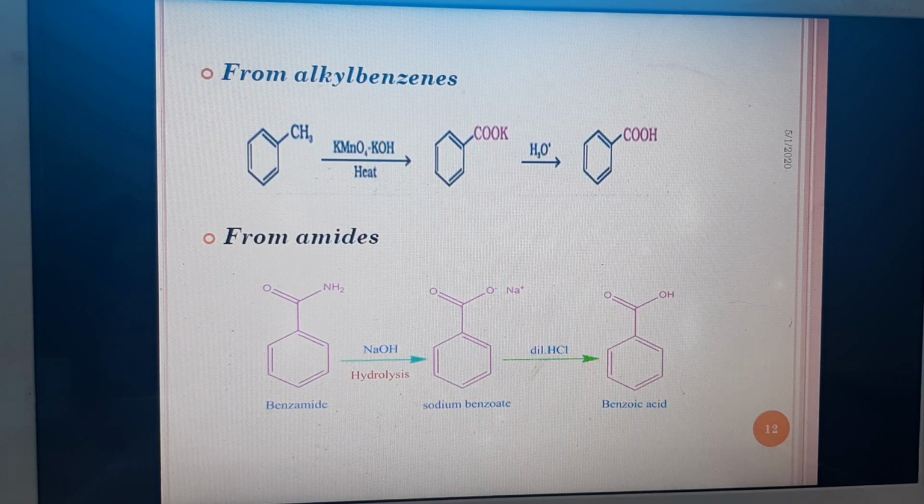This benzamide undergoes hydrolysis to form sodium benzoate. After hydrolysis, we get sodium benzoate. This sodium benzoate, on reaction with dilute HCl, gives benzoic acid. So from benzamide we can prepare benzoic acid by hydrolysis. That is all about the preparation today.